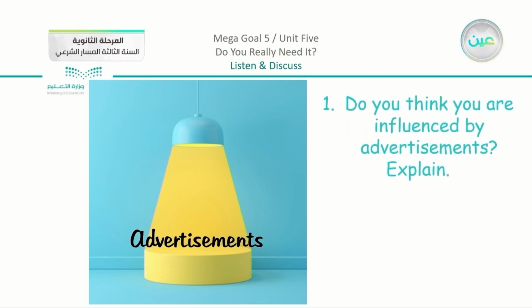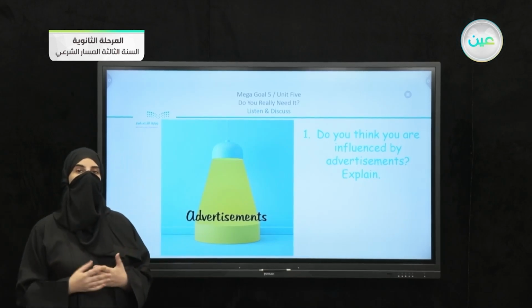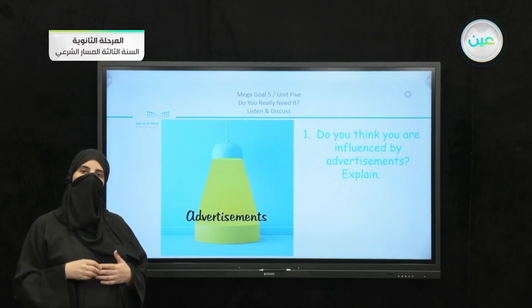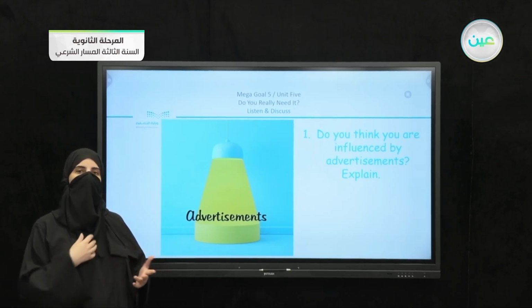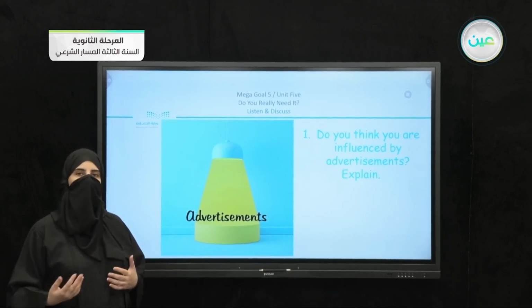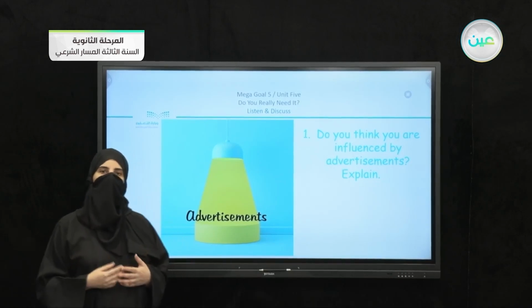Now we have the first question here. Do you think you are influenced by advertisements? Explain. So when I said that some advertisements are unique and you are attracted to them, this means that sometimes you do get influenced by them. So if you did get influenced by them and you do remember some advertisements, just think about it and try to discuss with someone around you, your classmate or your friend, what is the type of advertisement that you do remember and why do you think it is so special?